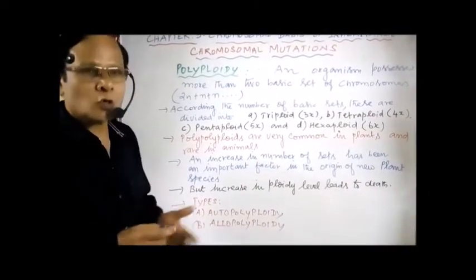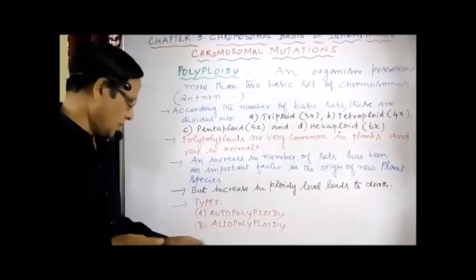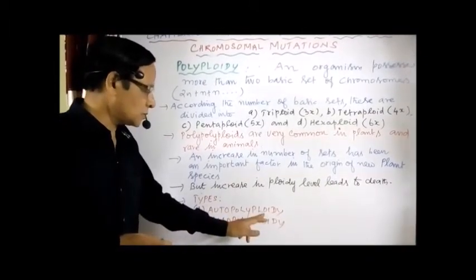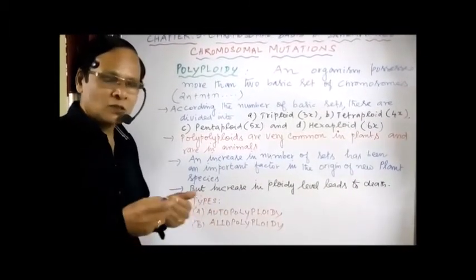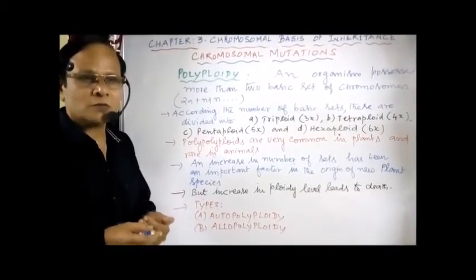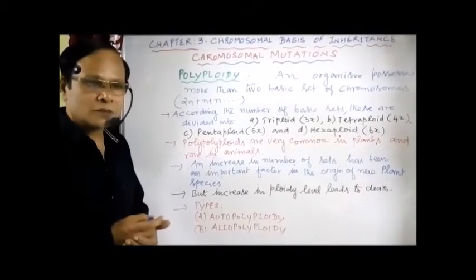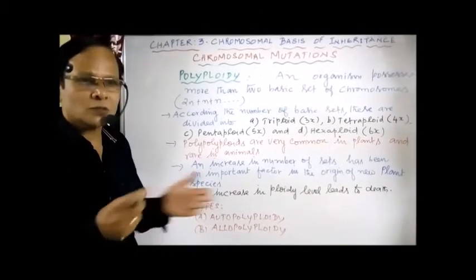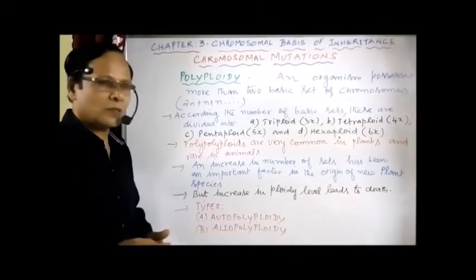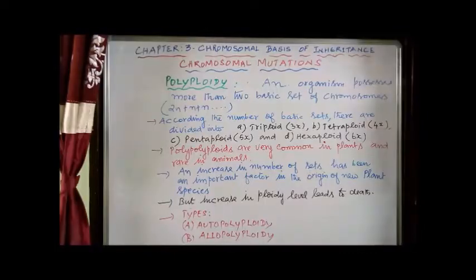Now, what are the types of polyploidy? This is based on the origin. Number 1, autopolyploidy. Number 2, allopolyploidy. I will explain that. Autopolyploidy is a condition normally developed from similar sets of chromosomes from the same species. Allopolyploidy is a condition developed because of crossing between 2 different species. We'll discuss these 2 in detail.